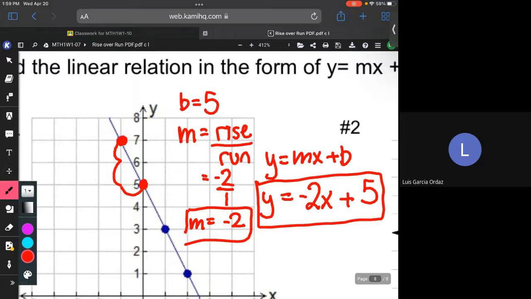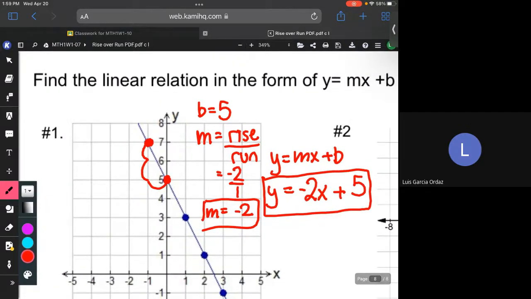So you guys are going to do 2 and 3, and then 4 is the more difficult one. So do 2 and 3 on your own, I'll come and check it out, and then do 4 after that.